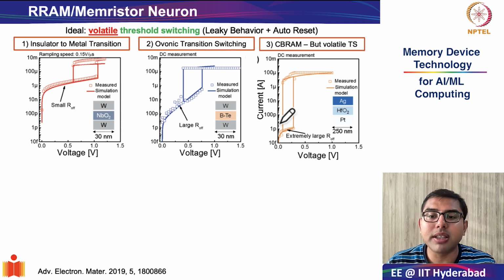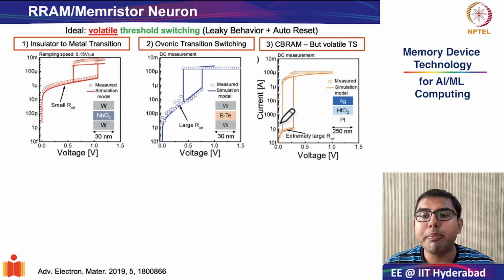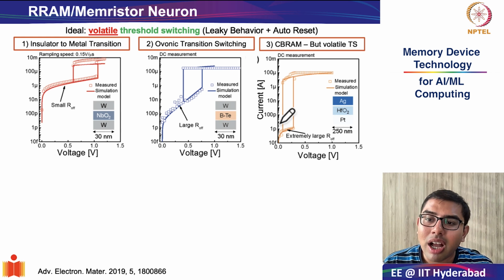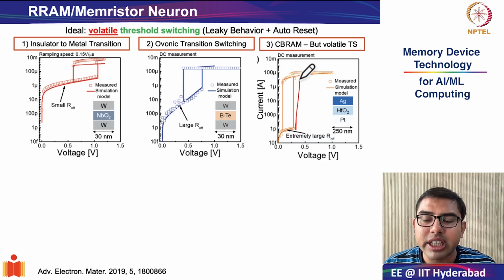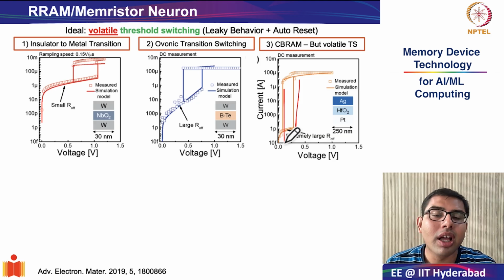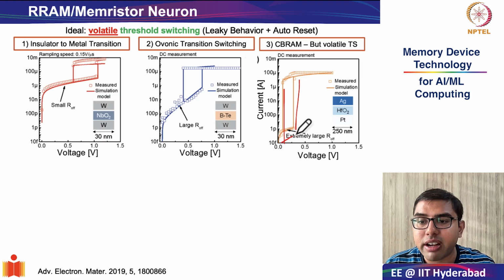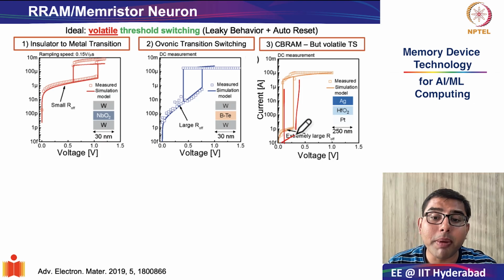The third mechanism uses a modified CB-RAM structure where a conductive filament forms temporarily but dissolves immediately once the voltage drops. Unlike non-volatile CB-RAMs used for memory, this volatile version provides a strong threshold switching response with very high off-state resistance, making it very suitable for neuron-like integrate and fire behavior.